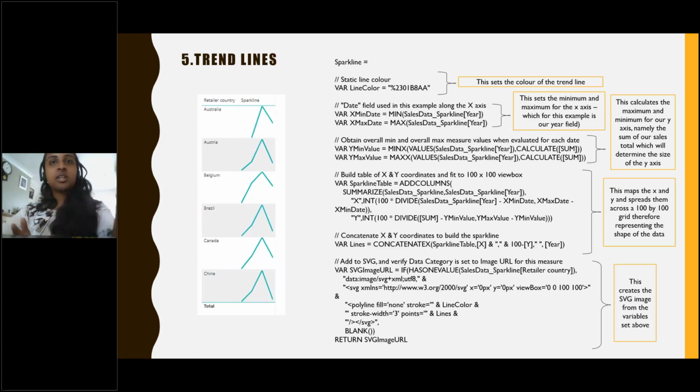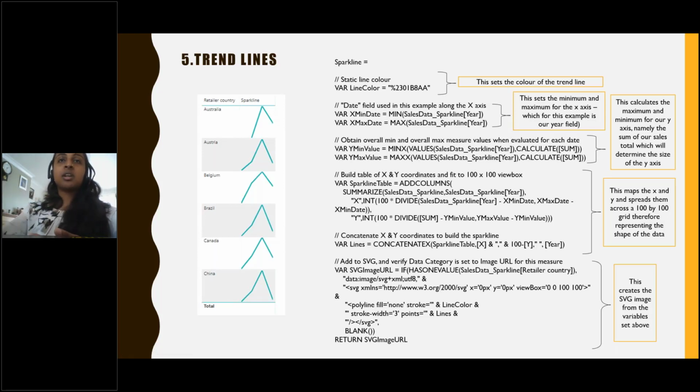SVGs load quite quickly as well, depending on the amount of data. Of course, when the DAX gets more complicated, it can take a little bit longer. But in general, if it's quite a simple calculation, it can load quite quickly, I've found. On the left-hand side, the end result we want to get to is the retailer country listed down this side and the Sparkline. In this particular example, I'm using years.